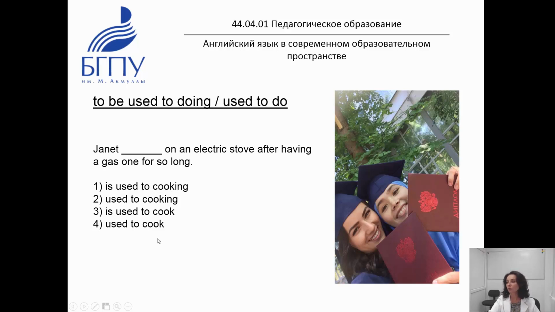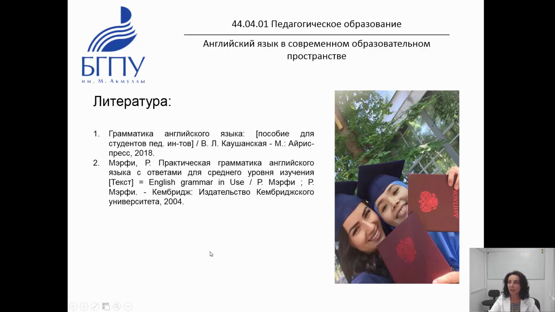Now we are to analyze the semantics of the sentence. Either it is repeated action in the past or the phrase is used in the meaning of привыкать. So, Janet on the electric stove after having a gas one for so long. Naturally, we need the phrase with the meaning of привыкать. That's why variant one is all right.